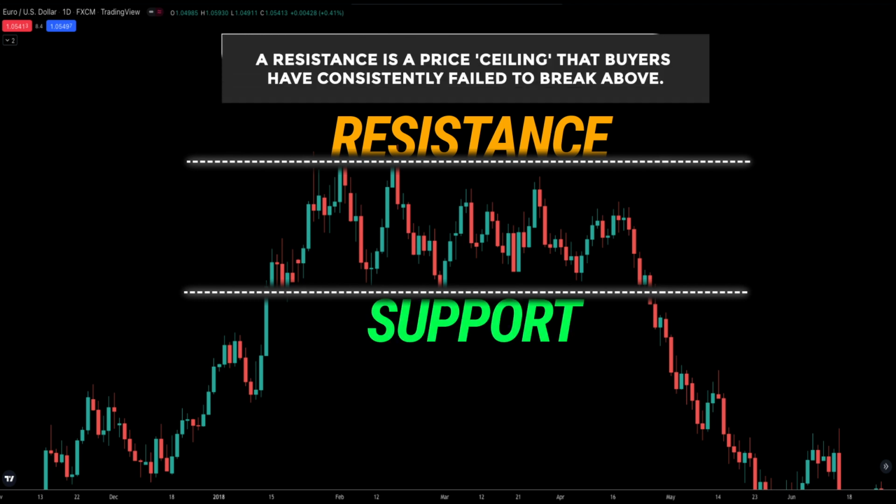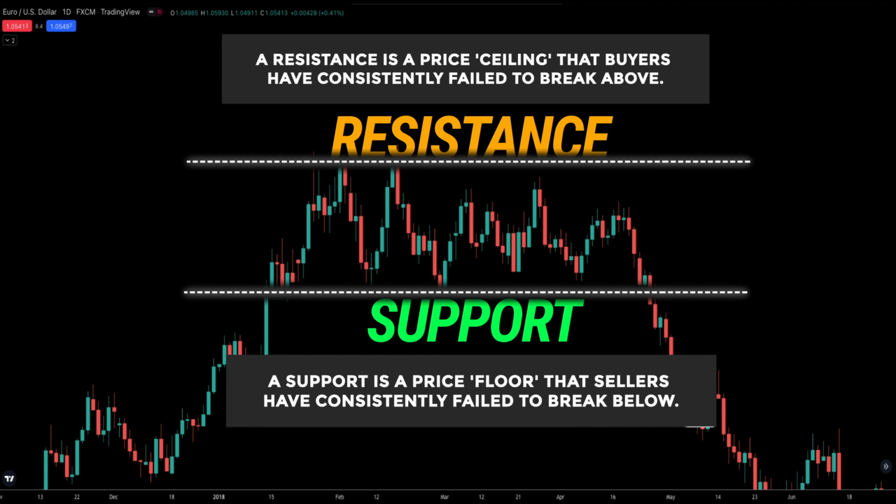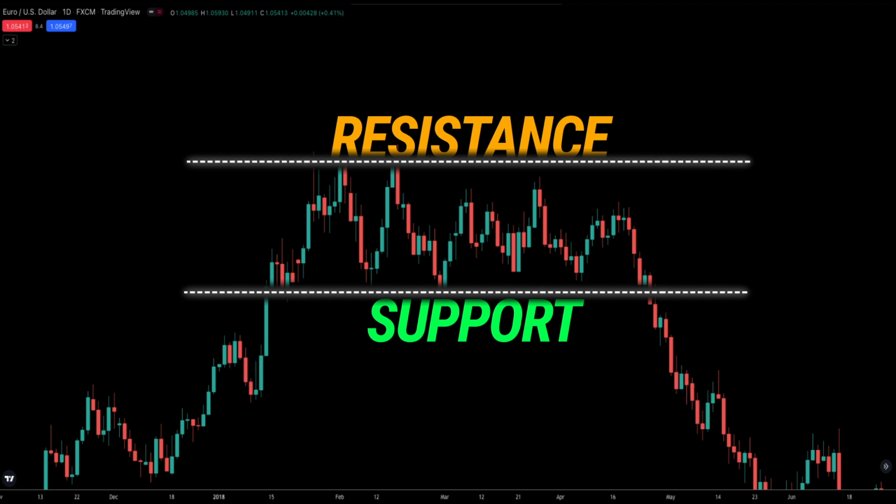Now, a resistance is a price ceiling that buyers have consistently failed to break above. Conversely, a support is a price floor that sellers have consistently failed to break below. To confirm the formation of support and resistance, you have to wait for the market to break above the resistance or break below the support level. Once the market breaks out, that provides a good buy or sell entry.